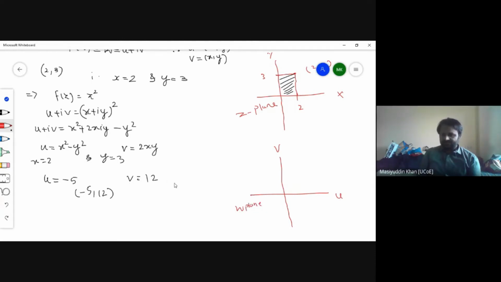Now u is given as minus 5. So suppose I'm considering this is my minus 5 here, and v is equal to 12. So suppose I'm considering 12 here. Suppose this is my point. So we have to just draw this point.